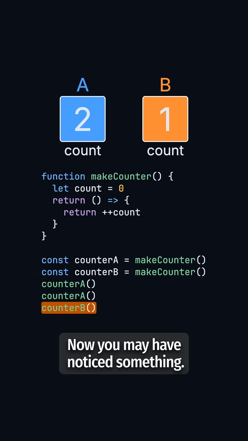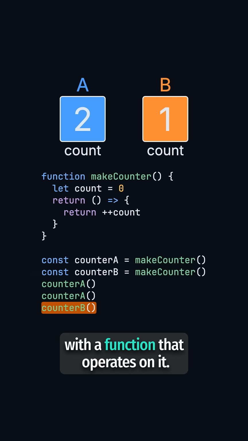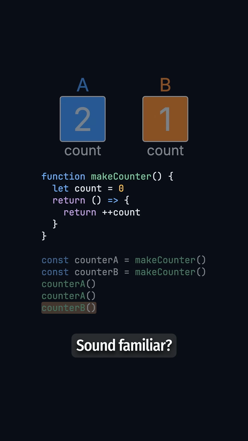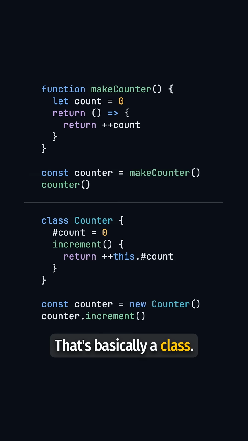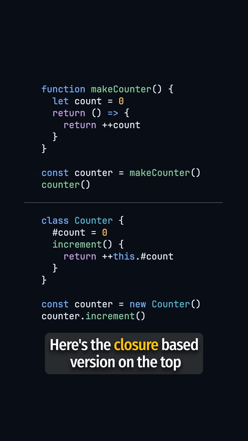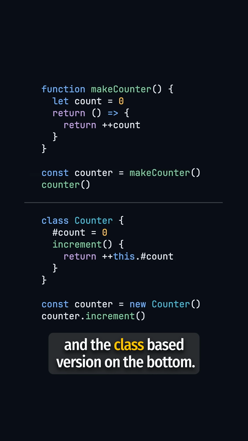Now you may have noticed something. We have a private variable with a function that operates on it. Sound familiar? That's basically a class. Here's the closure-based version on the top and the class-based version on the bottom.